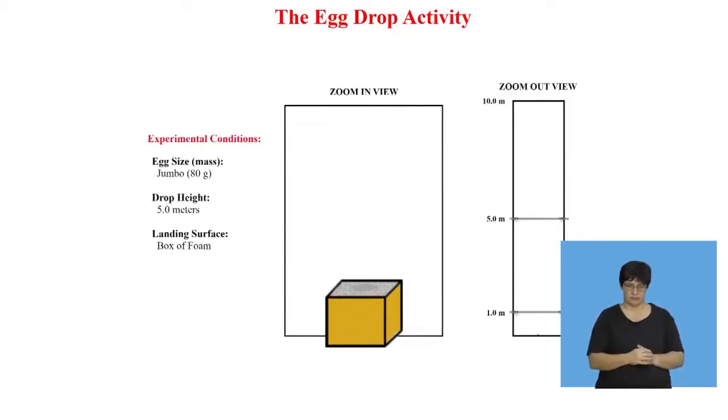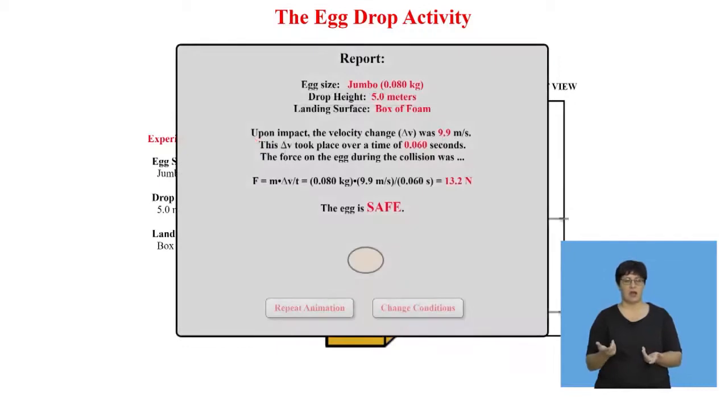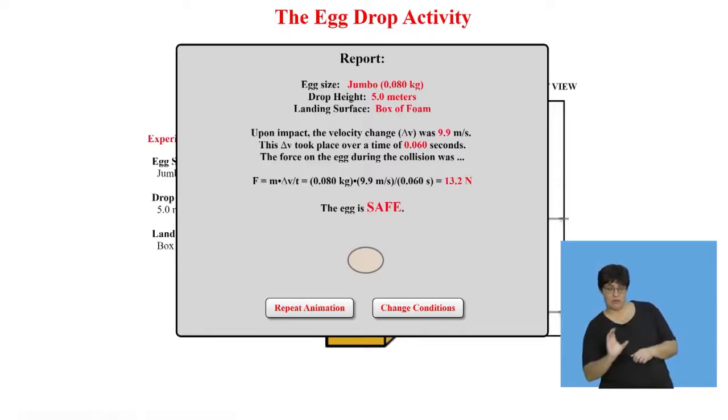It should be safe. What I need you to see, though, is the large egg and the jumbo egg, when it's dropped from 5.5 meters, still hits the ground at 9.9 meters per second. Doesn't matter about its mass. Its mass determines the force. So this one got 13.2 newtons.